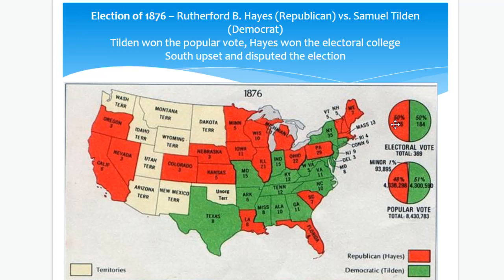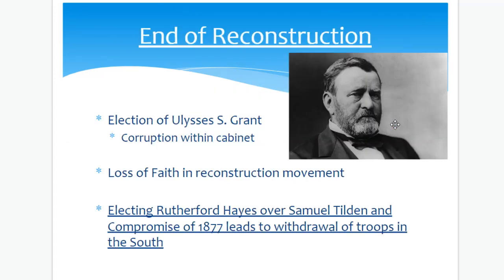So even though Samuel Tilden, the Democrat, won more votes, he wasn't elected president, and the South is going to be upset and dispute the election, saying that we want to have that Democrat in there because he's going to be more pro towards our views. So there's going to be a fight back and forth regarding that. But of course, at the end, Rutherford B. Hayes is going to be sworn in as the president of the United States, and his whole period is going to be all about Reconstruction.